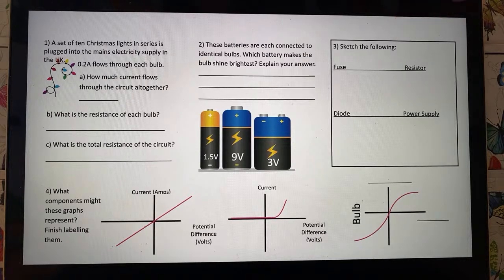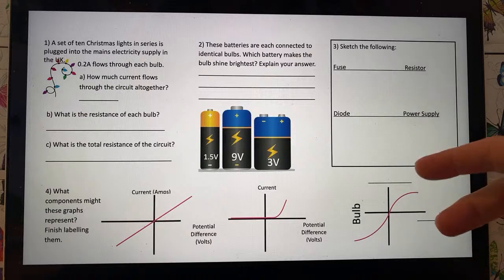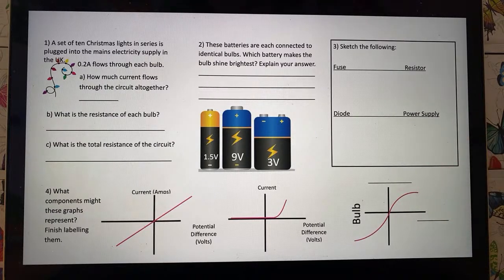Can you sketch, please, a fuse, a resistor, a diode, and a power supply? And I've got you 3 graphs on the bottom. Can you tell me what components these graphs might represent and finish labelling them? So you've got current on the y-axis and potential difference on the x-axis for two of them. One of them's just a straight line going through both, and one of them is a very flat line which suddenly goes up. And the last graph is for a bulb, and it's a sort of shallow S-shaped curve. Can you label the axes for me? Where's current going to go and where's voltage going to go?